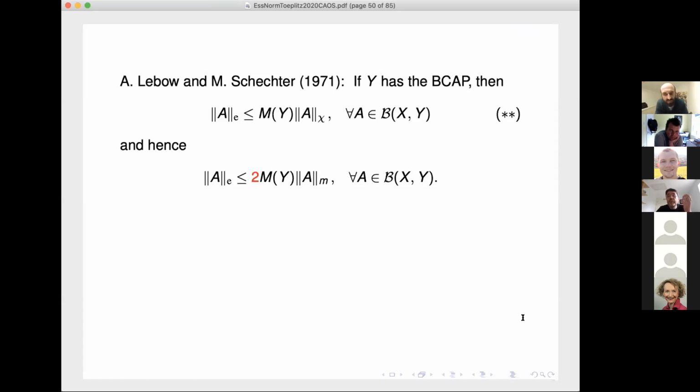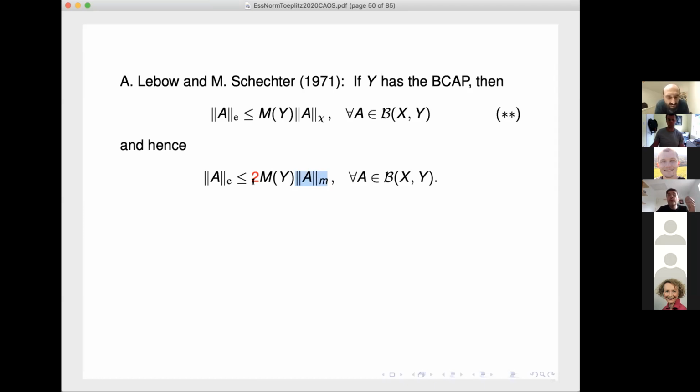so why do we need those approximation properties? Well, Lebow and Schechter showed that the essential norm can be estimated above by the Hausdorff measure of non-compactness with this constant. Now, because I need an estimate with this measure of non-compactness, and remember the Hausdorff measure of non-compactness and this highlighted one are comparable, and the constant is 2. So you get this estimate with this constant 2, and I just want to get rid of this. This is why I needed the dual property.